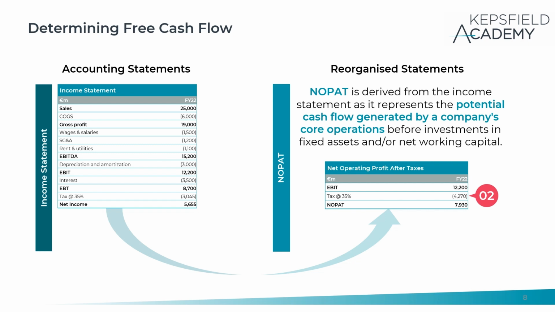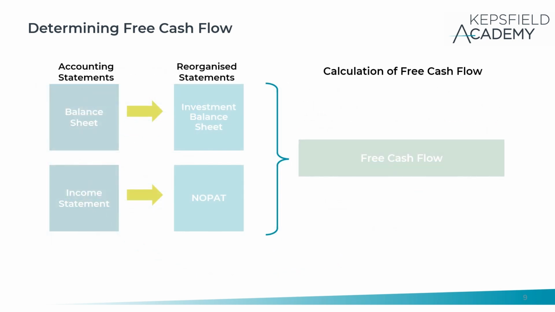Keep in mind that this tax expense differs from the one reported in the financial statements, as it only considers taxes on operating income. Finally, subtract the tax expense from the adjusted operating income to obtain NOPAT. Now that we have reorganized the financial statements and calculated NOPAT, we can calculate free cash flow.